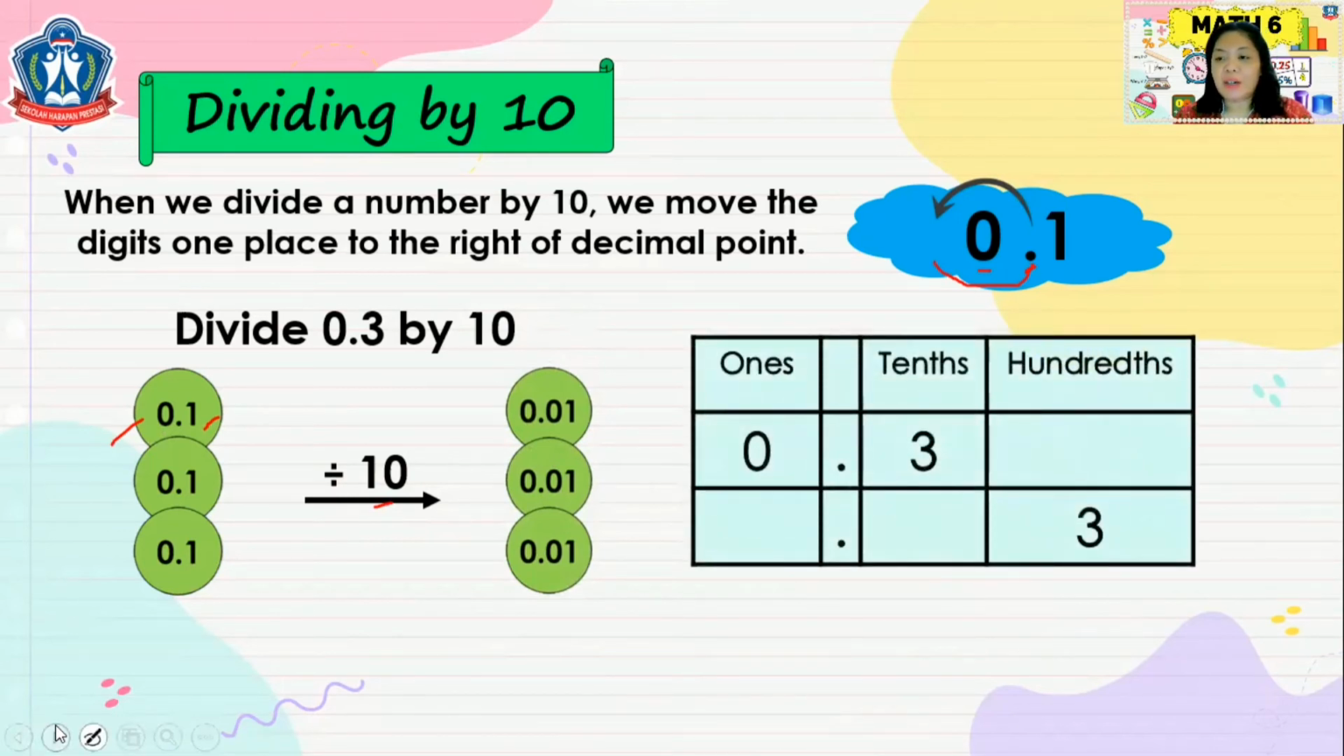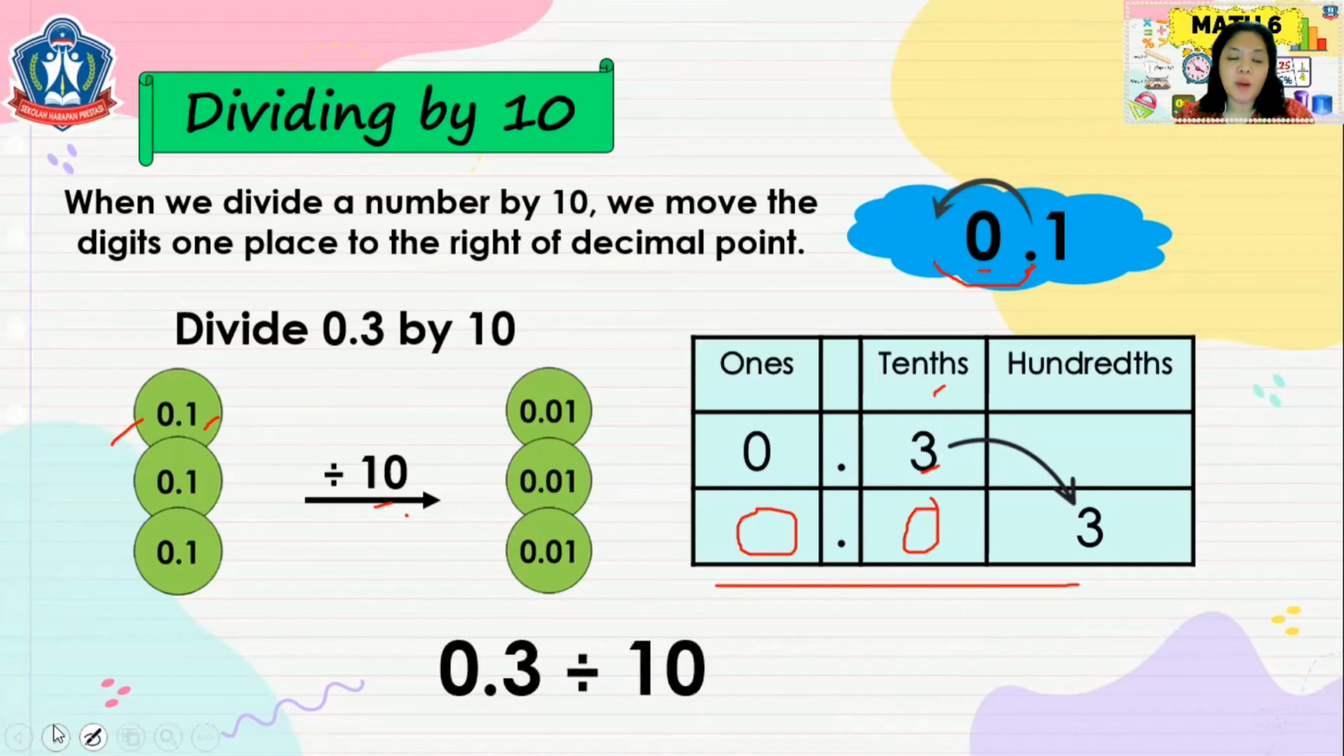Looking at our table, 0.3 is like this. So the 3 is on the tenths place. If we divide by 10, it will move to the hundredths place. So we put 0 here. So from 0.3, it becomes 0.03. So 0.3 divided by 10 is equal to 0.03. We just simply move the decimal point one place to the left.